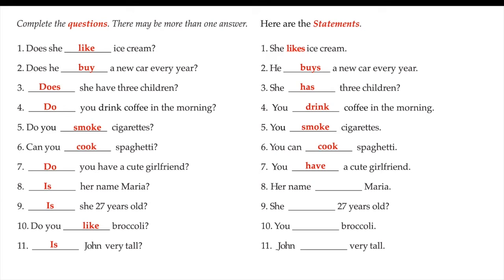You might say this. Do you have a cute girlfriend? Yes, I do. Or if I just want to say something about his girlfriend, I could just say, wow, John, you have a cute girlfriend. He might tell you, her name is Maria, and she is 27 years old. Also, no question there, sorry. I made a little boo-boo. And you like broccoli. John is very tall.